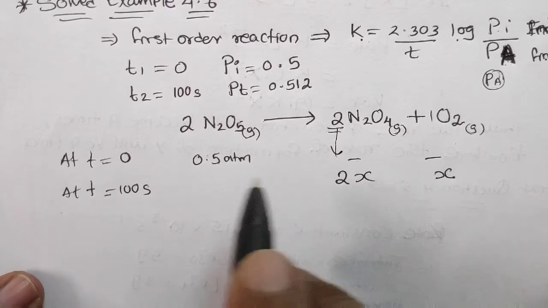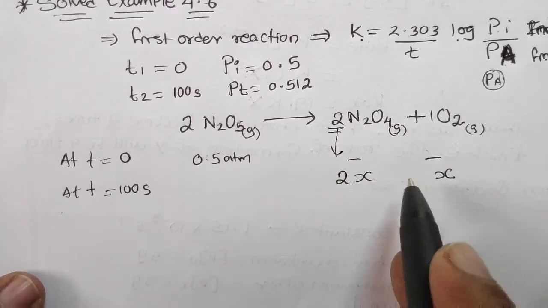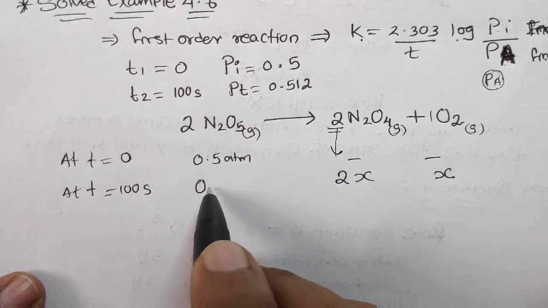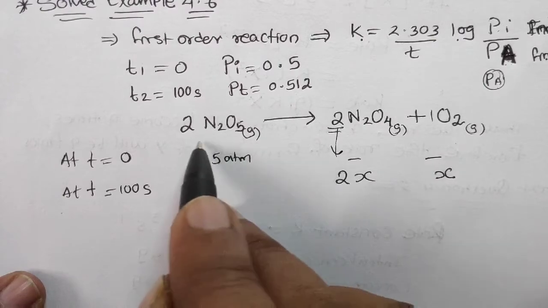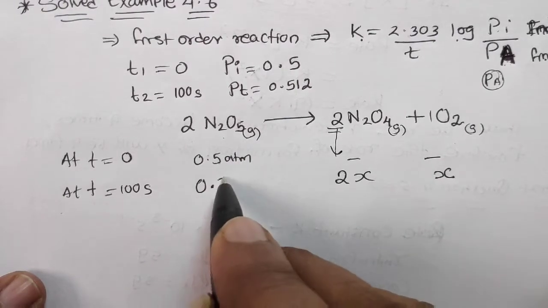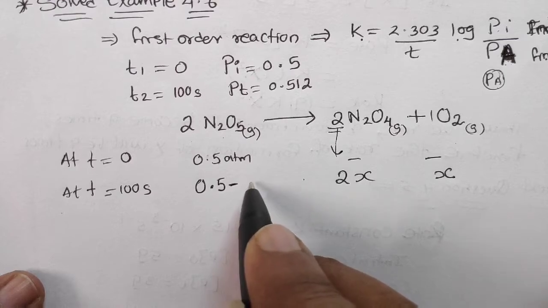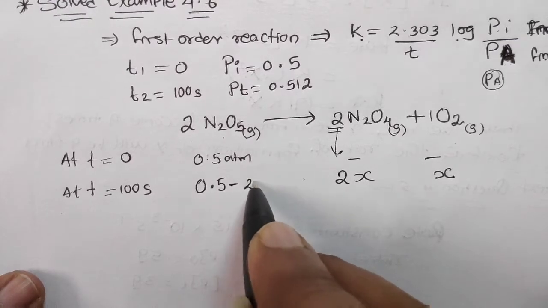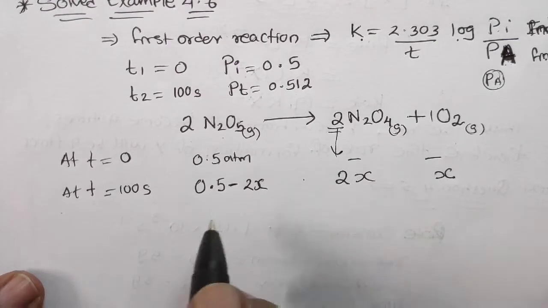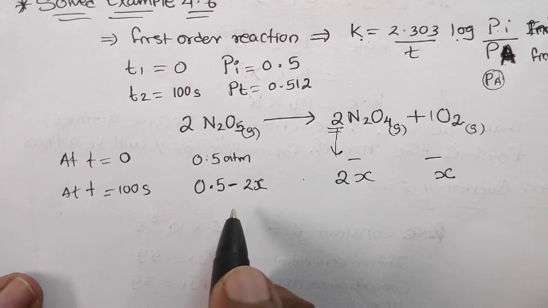Understood? Now what is left after the reaction? If I want to know the reduction in the concentration of N2O5 from initial, I will subtract 2x from it. So we will subtract this, and we will come to know what is given here.